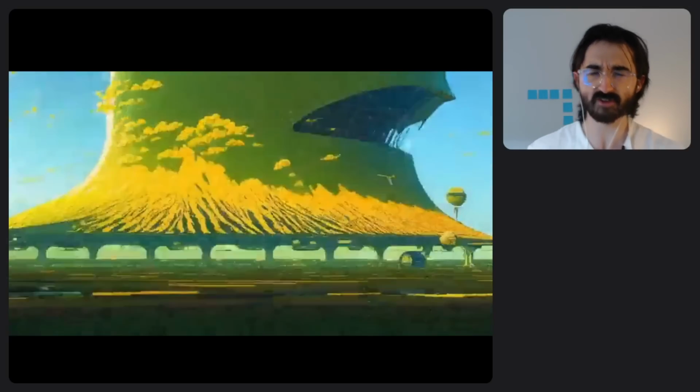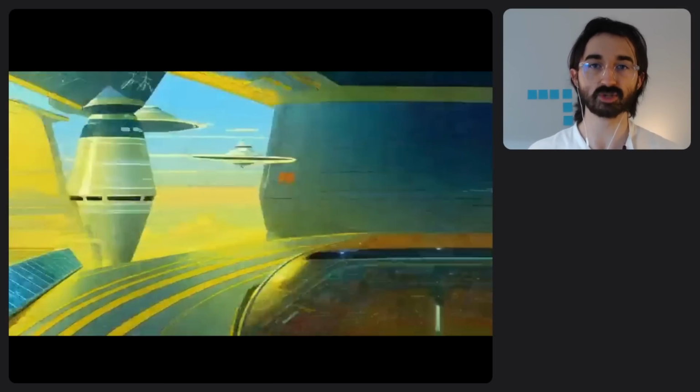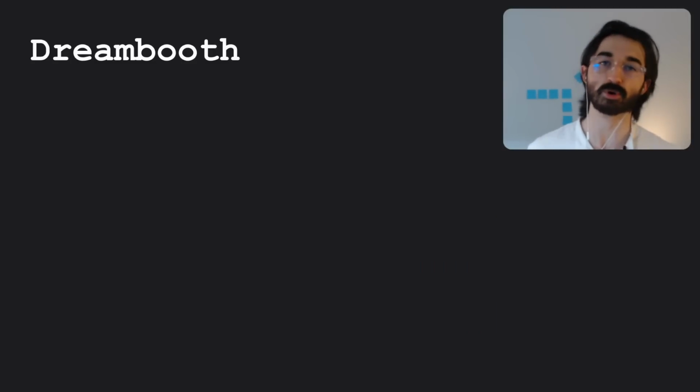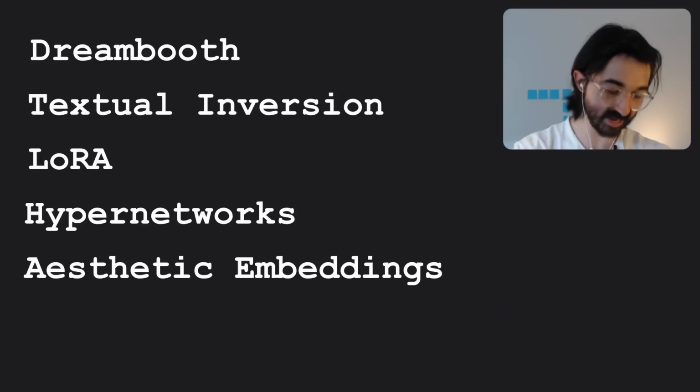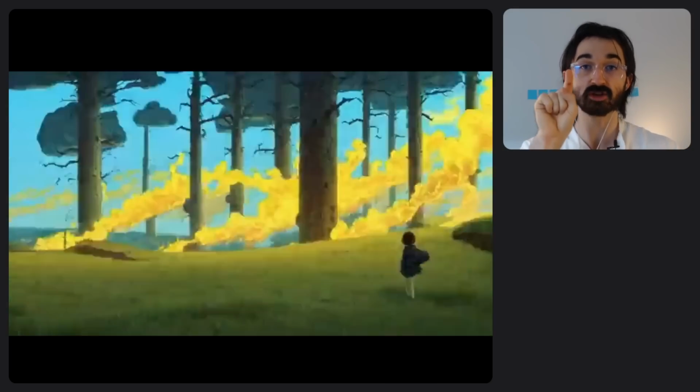At the moment, there are literally 5 different ways to train a Stable Diffusion model to understand a specific concept, like an object or a style. We've got Dreambooth, Textual Inversion, LoRA, Hypernetworks, Aesthetic Embeddings. I've done videos on all of them, and today we're going to work out which one you should use.